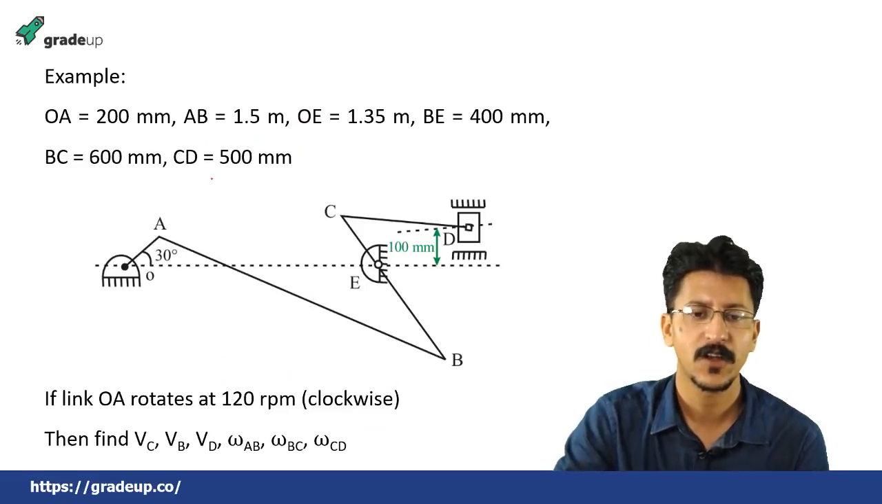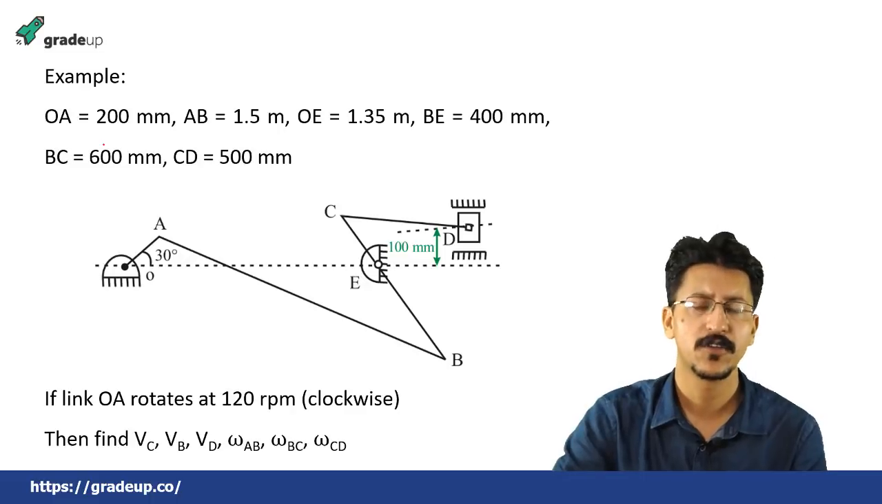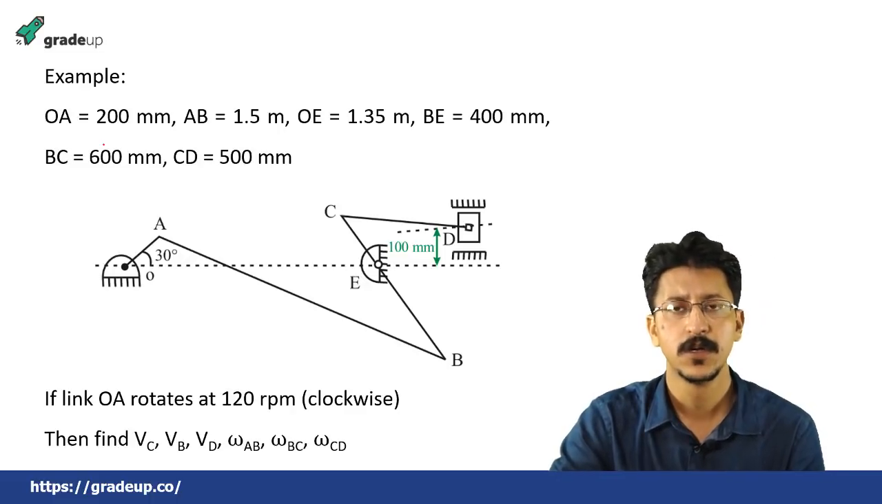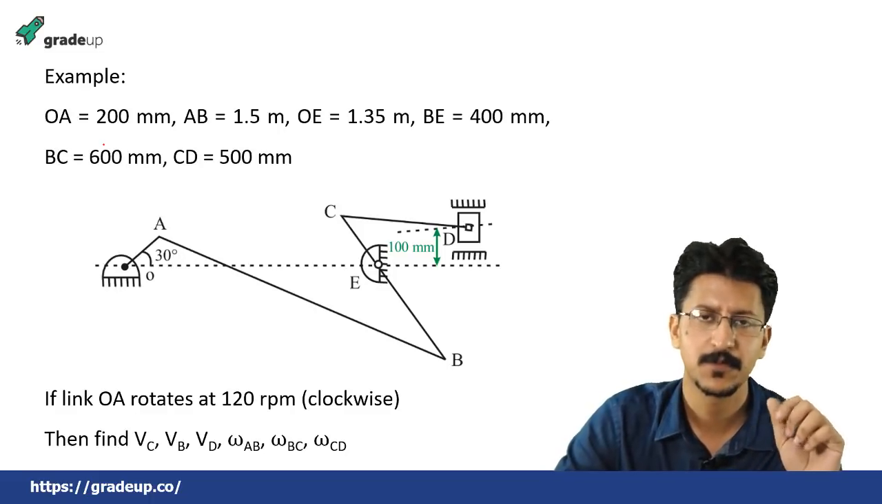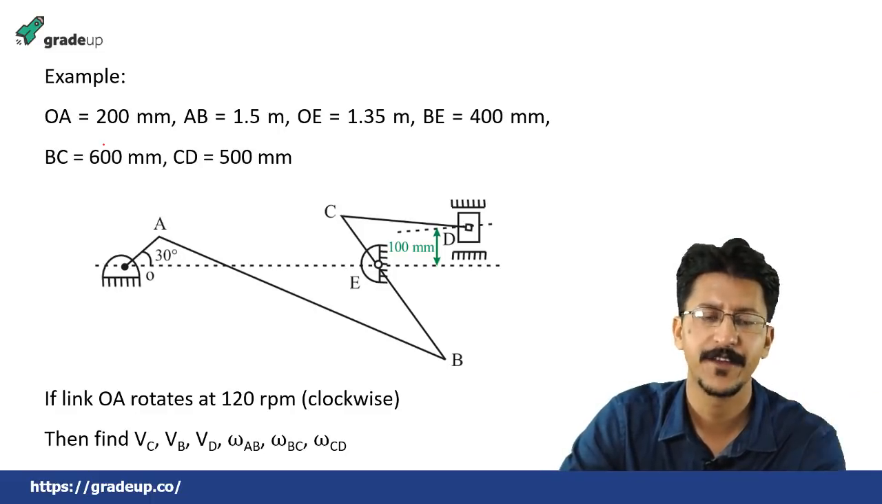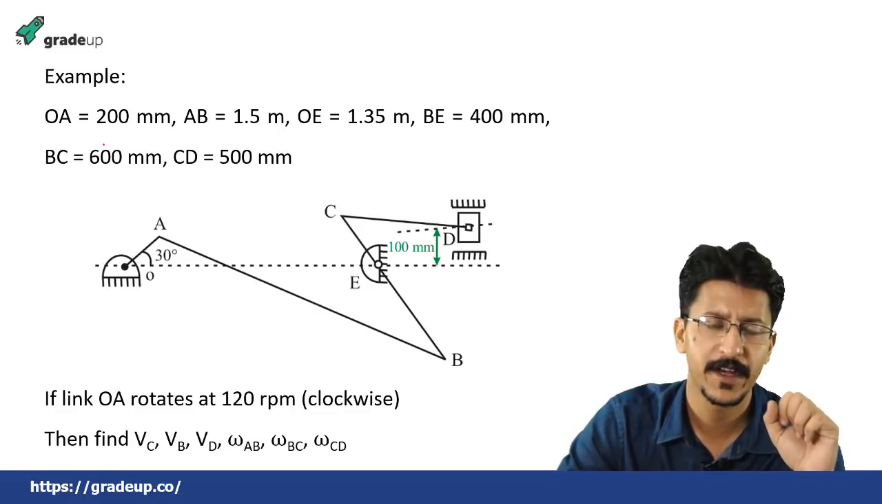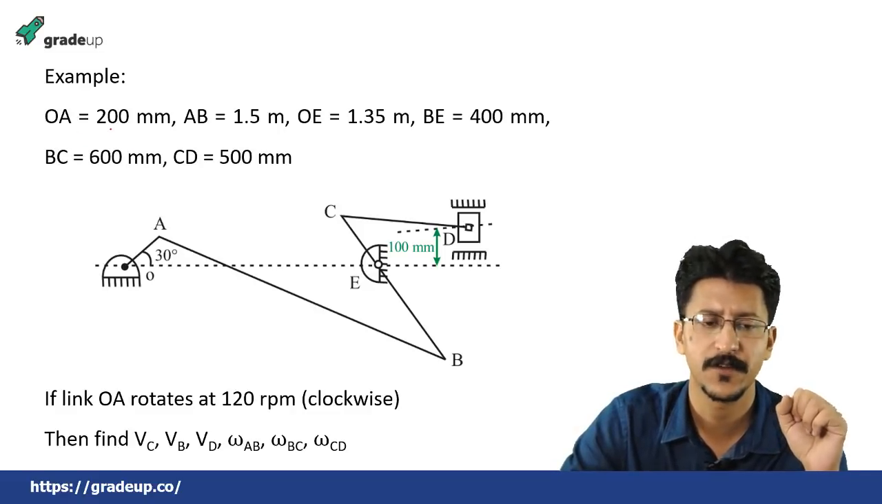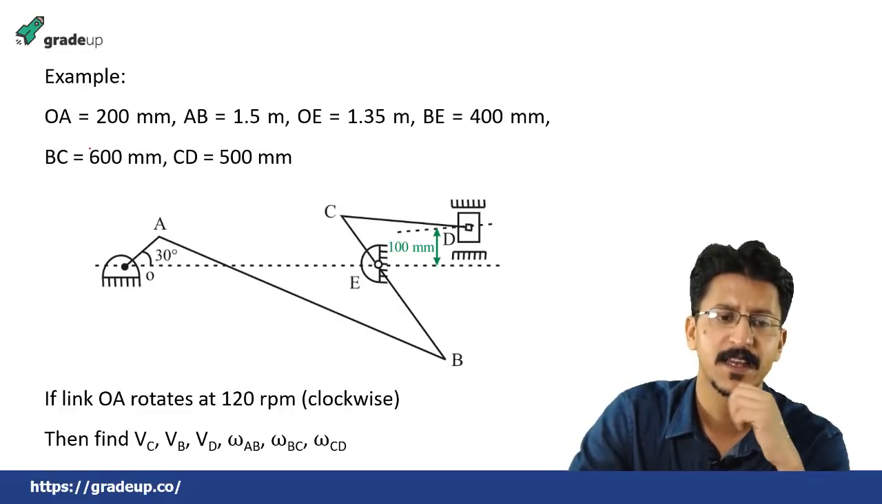Now let us see an example of the basics I taught you about how to find the I centers and the number of I centers. Then I will tell you this concept through an example, how we have to find the velocities, because we are doing the velocity analysis. So we need to understand how to find the velocities of the mechanism. So this is basically an example.